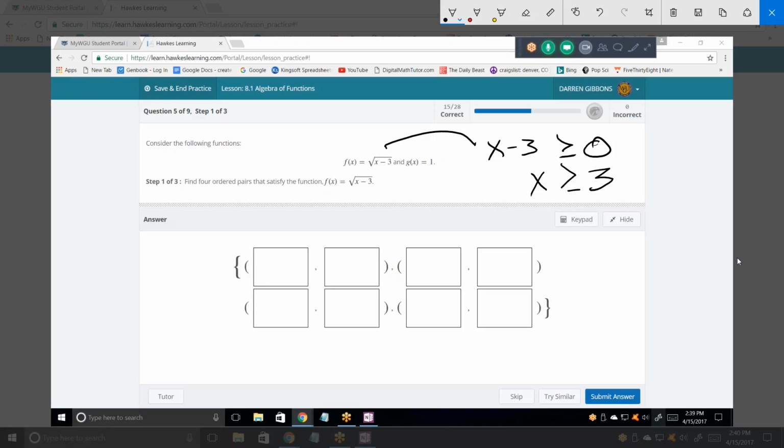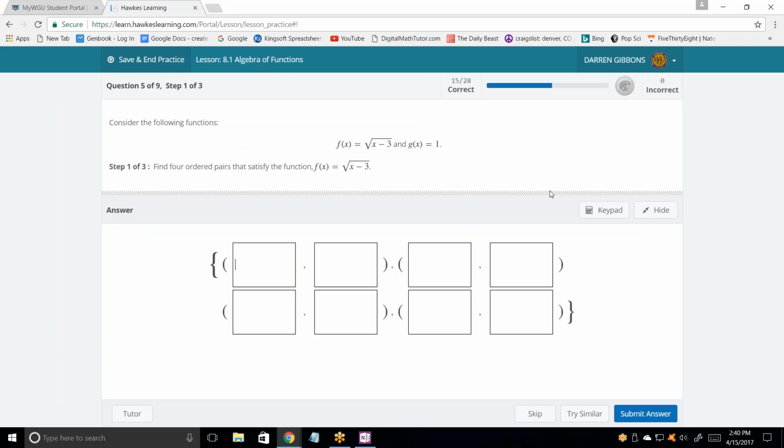Okay, so we're going to start at 3. That's the x coordinate. What is the y coordinate? Or what is f of x? What is f of 3? That's what I'm really asking. So if x is 3, then doesn't that become 3 minus 3? Yep. So what is f of 3? 0. Correct.